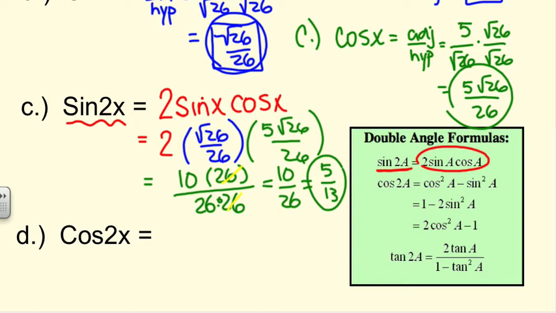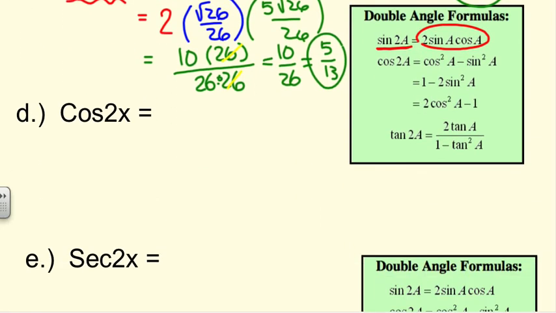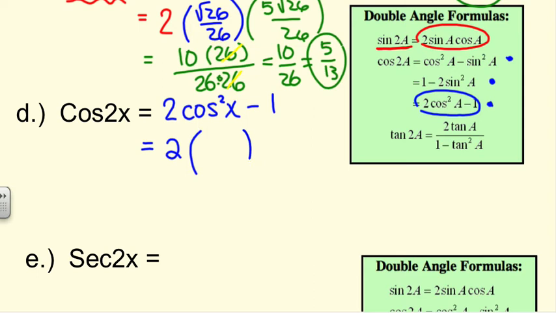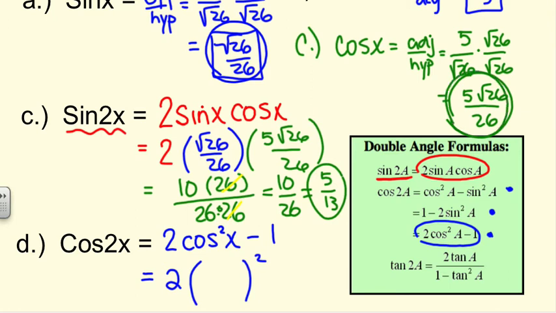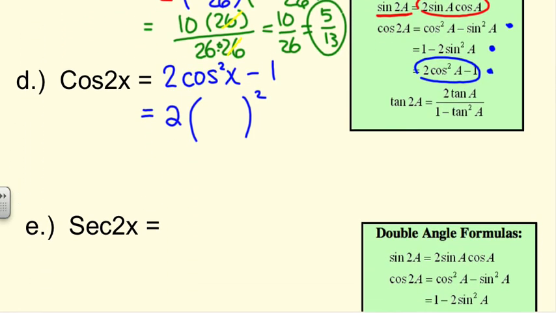Now let's find the cosine of 2x. The nice thing about the cosine of 2x is you get 3 different choices to work with. You can choose the first one, second one, or third formula. It doesn't matter, you'll get the same answer no matter what. So I'm going to just choose the third one. So 2 cosine squared of x minus 1. So I get 2, and I have to go up to my cosine of x. Here's my cosine of x, 5 square roots of 26 over 26. And I have to square that because it says cosine squared of x, and then minus 1.